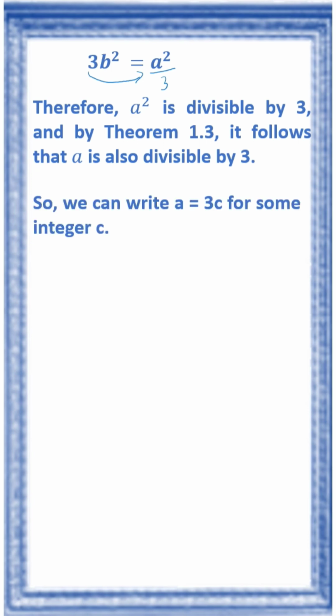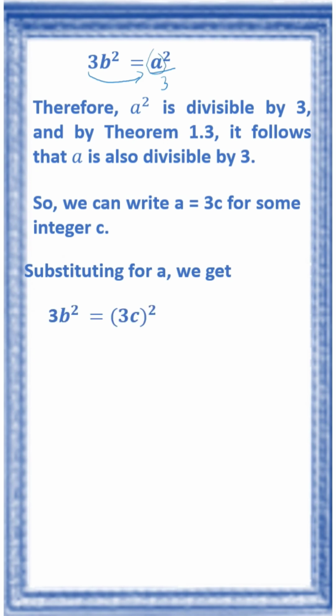Now, we can write a is equal to 3c for some integer c. Substituting for a, let us put 3c. 3b square is equal to 3c the whole square. 3b square is equal to 9c square. Now we can cancel 3 on both sides. So b square is equal to 3c square.